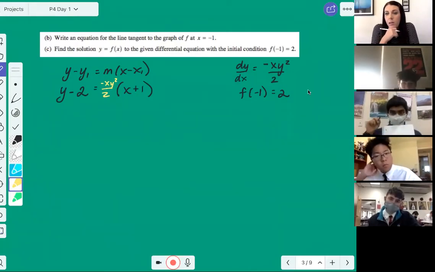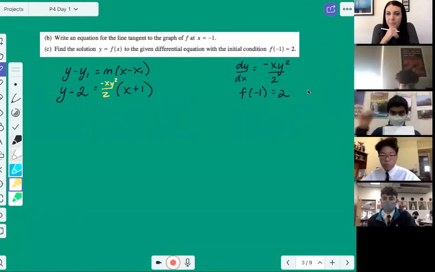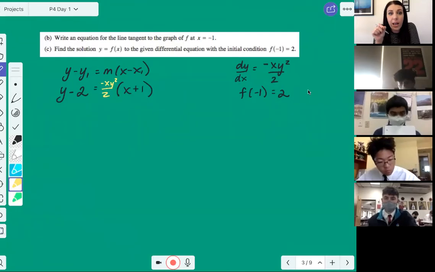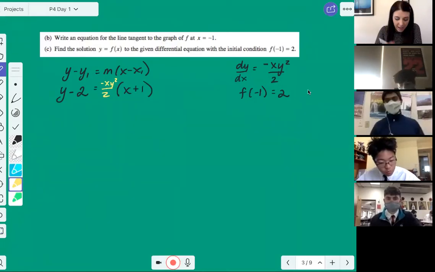Because you're starting at that specific point. When you do negative xy squared divided by 2, that's at any point, when you're just trying to find the point at negative 1. Exactly. So we need the slope specifically at negative 1. And exactly what Samson said, negative xy squared over 2 is like a general place. Any place on the curve has that slope. We need the slope specifically at negative 1.